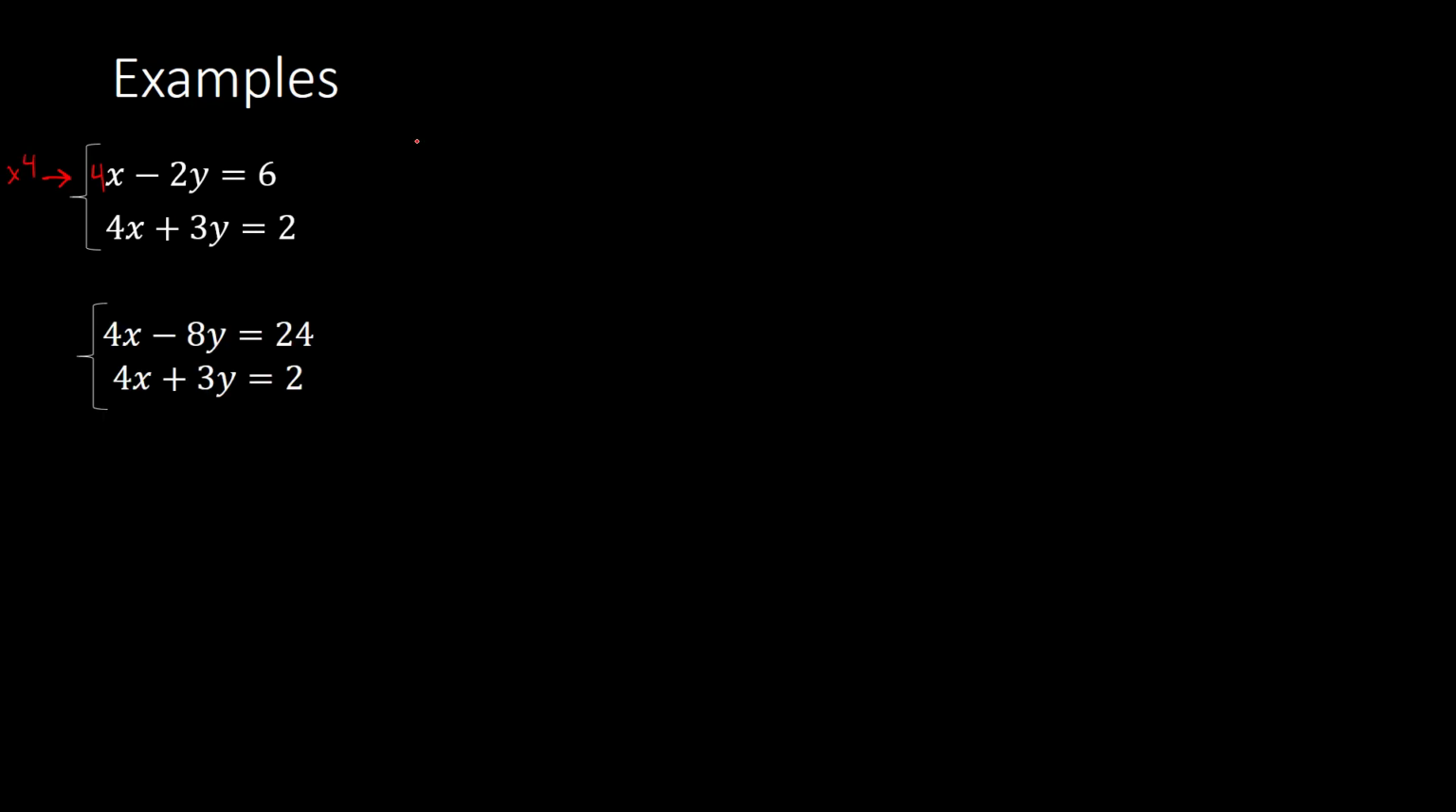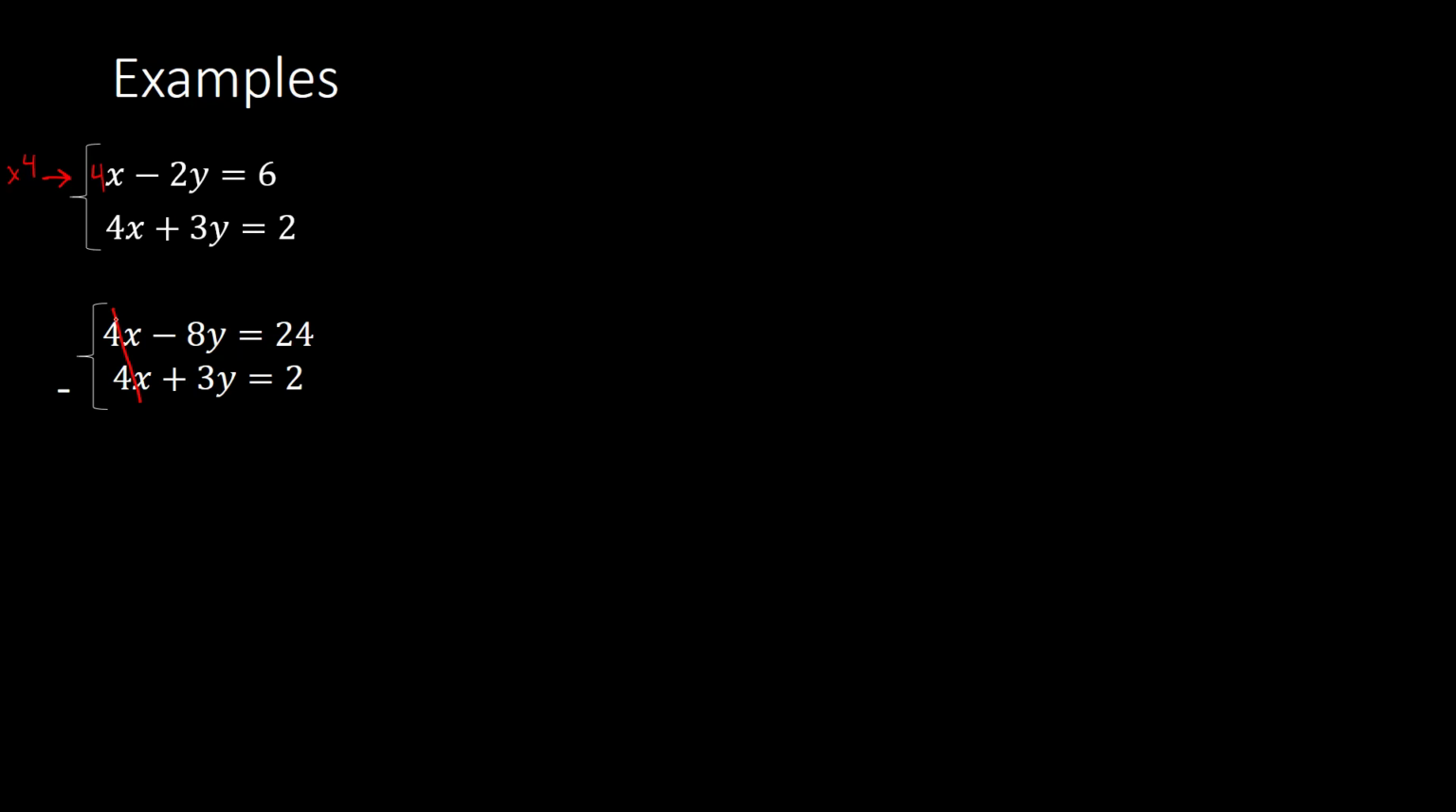So when I do that, I'm now going to have 4 times x. Negative 2 times 4 gives you negative 8y. 6 times 4 gives me a 24. And I did that once again because I can either add or subtract the equations. And when I add or subtract them, notice 4x minus 4x would cancel.